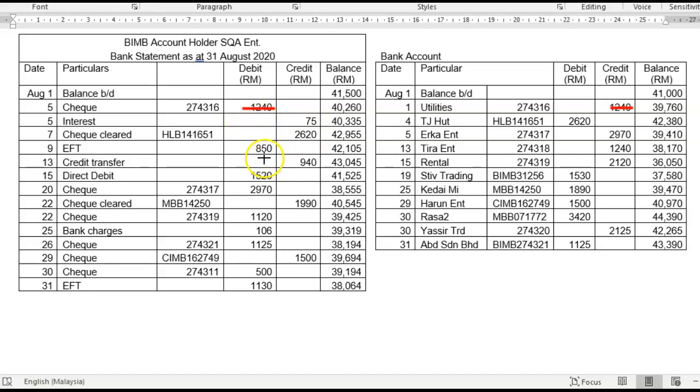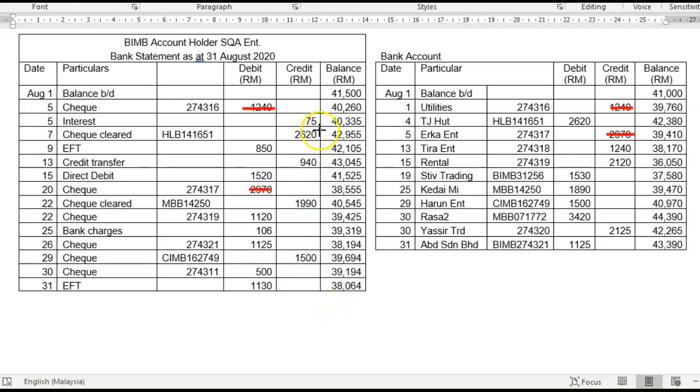Look at any other transactions. Let's see the second one, 850. No, there's no record there. 1,520, no. 2,970, oh, there is a 2,970 there, and you can see the check number is also the same. So okay, then you cross them out. Okay, next, 1,120, no, 106, no, 1,125, no, 500, no, that's not there, none of it either, 1,130, no.